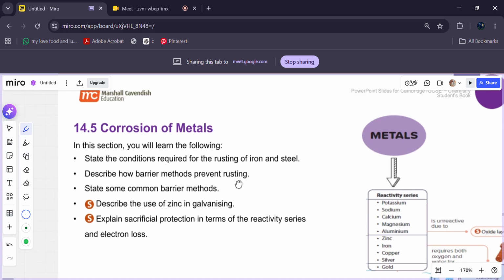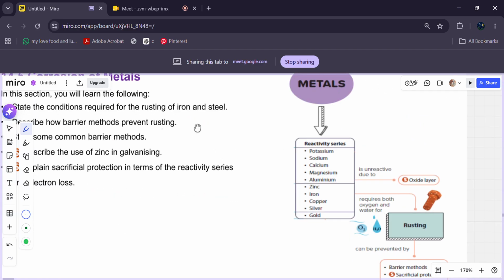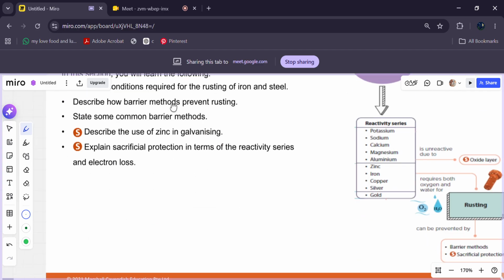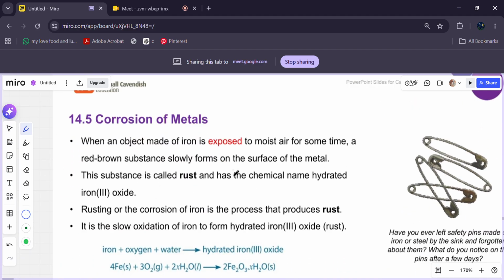Now we're going to section 14.5, which is the corrosion of metals. Many metals corrode, and because of this, it's kind of difficult to use metals for our daily usage because they corrode quite easily. But now we're going to learn how they corrode and how humans have tried to stop it.